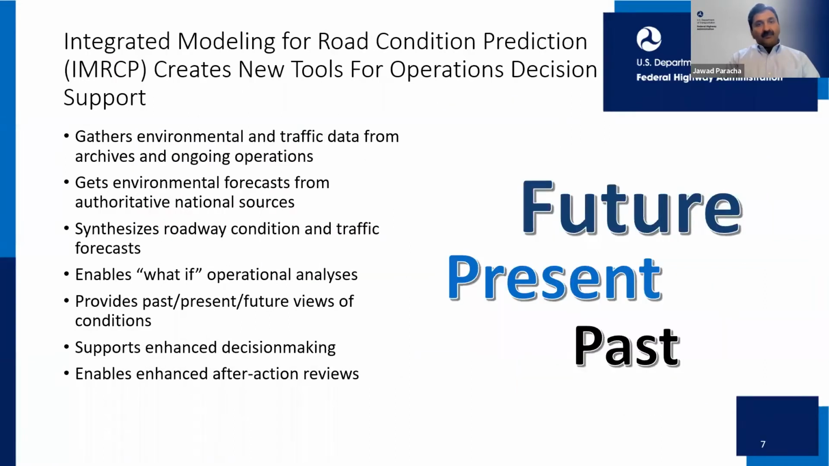Next slide. So integrated modeling for road condition prediction, or in short, IMRCP, is intended to provide data and decision support for these kinds of extreme weather events. It gathers and integrates traffic and weather data and creates a new set of forecast data for road conditions. So in essence, it provides tools for what-if operational analysis for various strategies. It also provides views of the data from the archives and from the near past to present and future operational time horizons. In short, IMRCP is a tool that supports TSMO and emergency operations in decision-making, as well as the after-action review of an agency's response to extreme weather events.